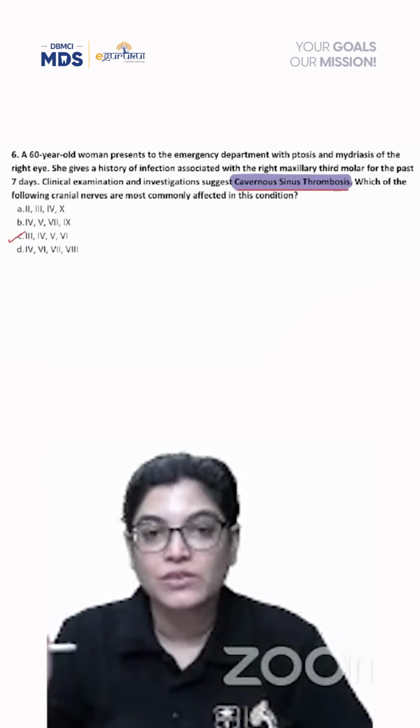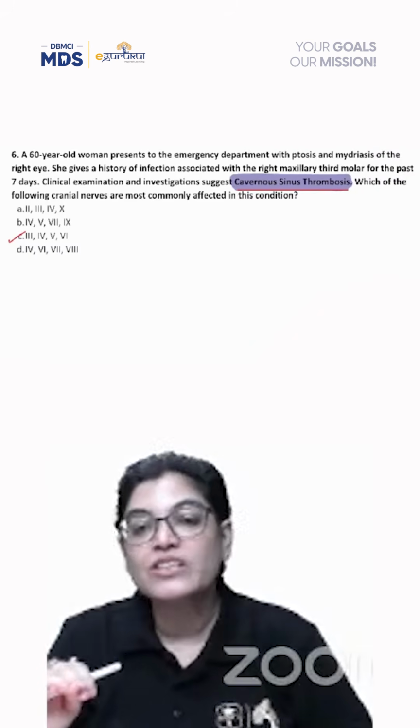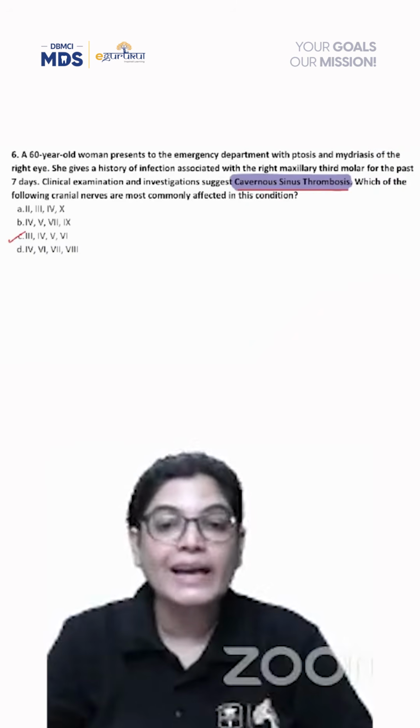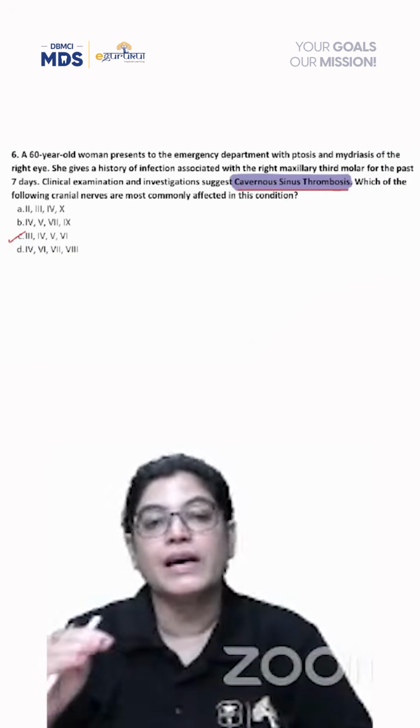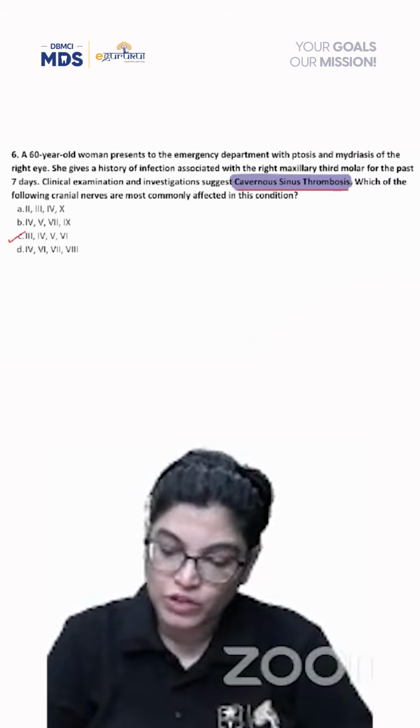And if this is a case of cavernous sinus thrombosis, that means the infection has reached inside the cavernous sinus and has involved or paralyzed, and caused injury to, the nerves, that is the third, fourth, fifth, and sixth. So the condition will have ophthalmoplegia. Okay.